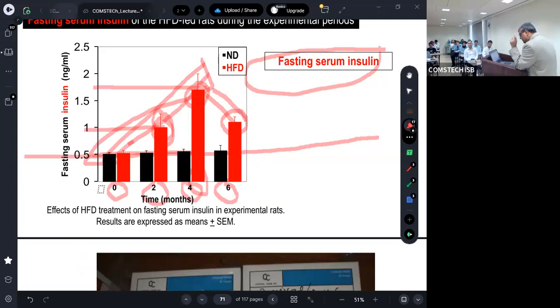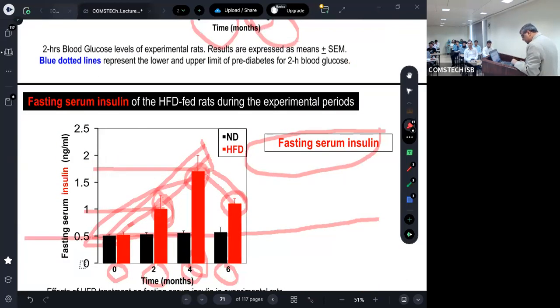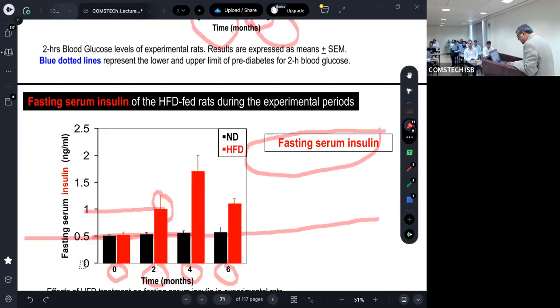See it here. One thing: how can you understand whether it is insulin resistance or beta cell dysfunction? There is one marker, we call it the insulin to glucose ratio.